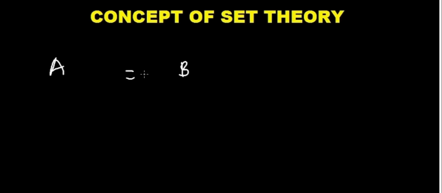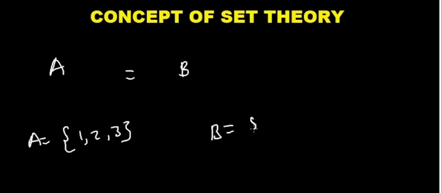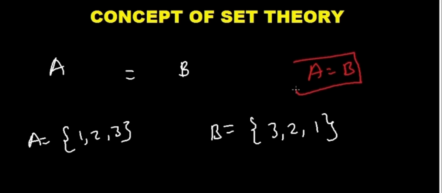If I have A to be 1, 2, 3, and I have B to be 3, 2, 1, regardless of the arrangements, I can say for free that A is equal to B. So this is actually equal because we have the same and exact elements in A and the same exact elements in B. Alright, so that's how to do equality of sets. So let's move to the next one.